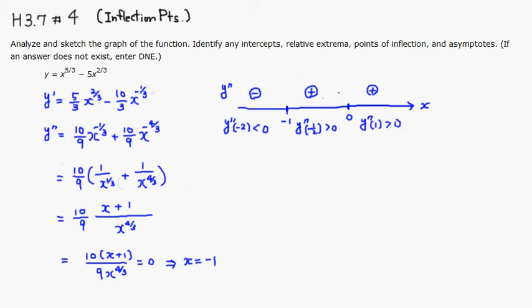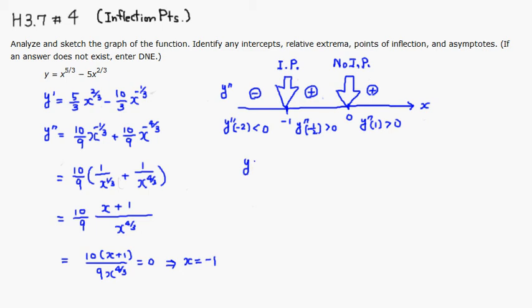So there's no concavity change at 0, and the second derivative is not defined there, so there's no inflection point there. But at x equals negative 1, there is an inflection point because there's a concavity change. So the inflection point is at x equals negative 1, and we have to find the corresponding y value.